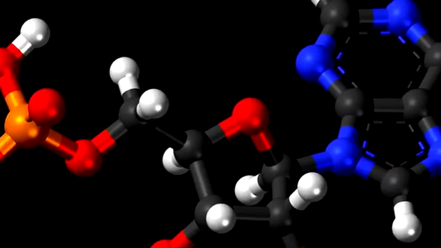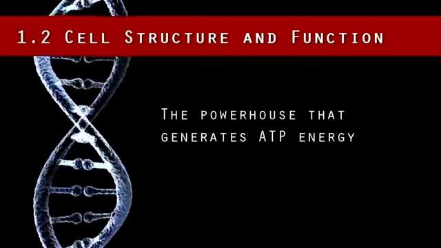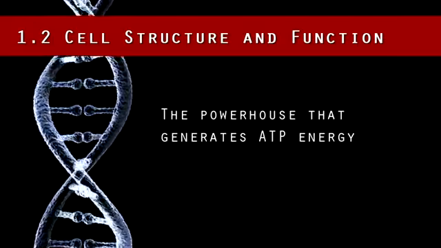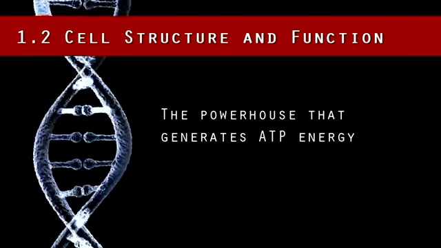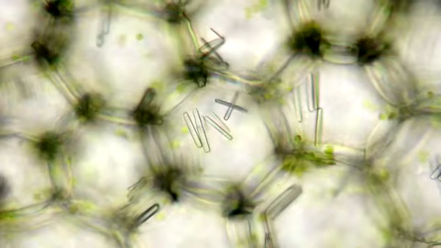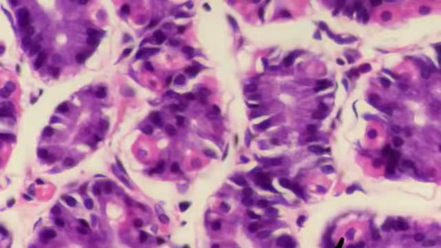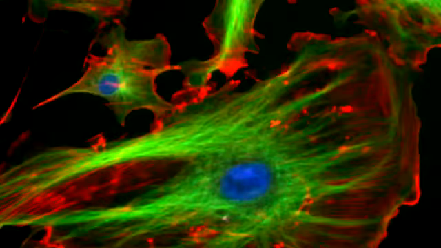Recall that all organisms need energy to do cellular processes. Do you remember which organelle is the powerhouse that generates ATP energy? That's right, it's the mitochondria. Many different types of plants and animal cells are grown and studied in biotechnology labs. Cells can be manipulated by pharmaceutical companies to produce proteins to treat diseases such as diabetes and anemia.